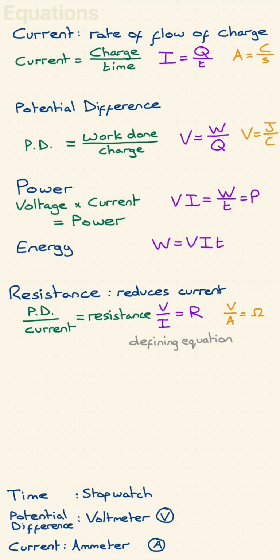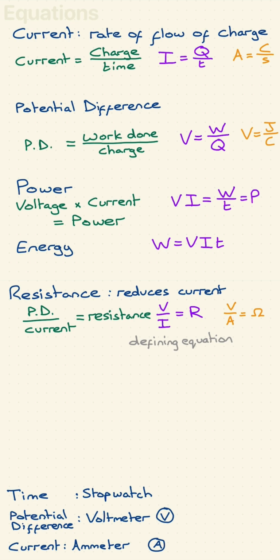Expanding on that, it's often remembered as V equals IR, which is fine, but V equals IR is a derived equation since the defining equation for PD was V equals W over Q, as I'm sure you remember from 2 minutes ago.